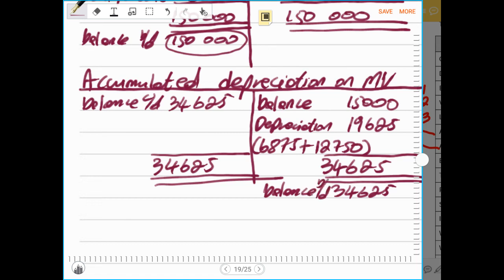So now this is the closing balance. We need not to forget that. And this 15,000 was an opening balance. So if this is an opening balance, when we do the property, plant and equipment note, the opening balance must be 15,000 and the closing balance must be 34,625 of the accumulated depreciation for vehicles in the PPE note. So that must still remain the same.